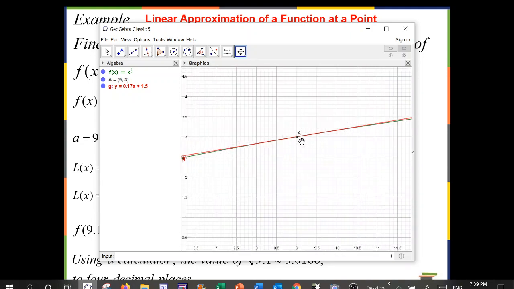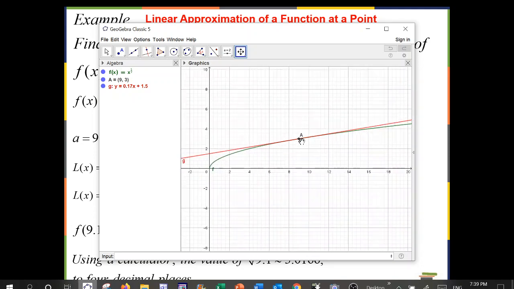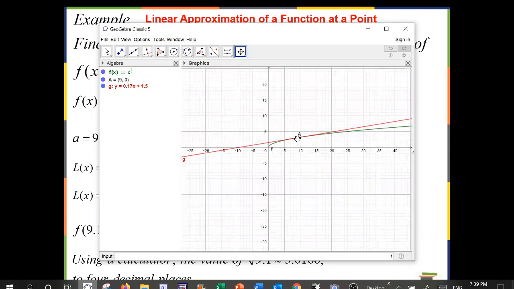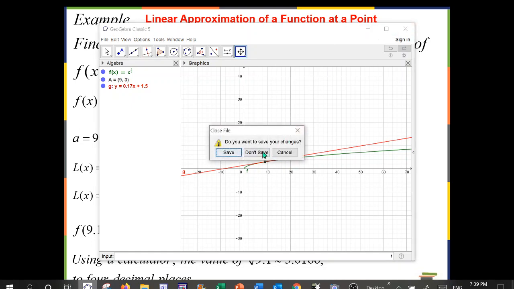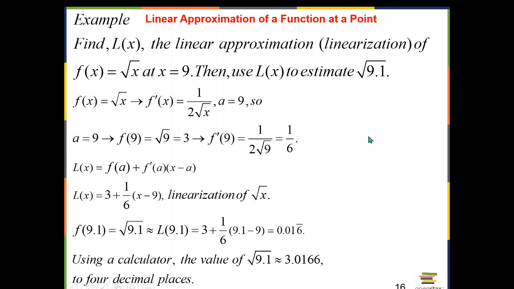As I zoom out, you see they are different, right? If I zoom out, you see there are two different functions here. So that's the idea. That's why it's called linearization. That means you're making the function a straight line. You linearize it.